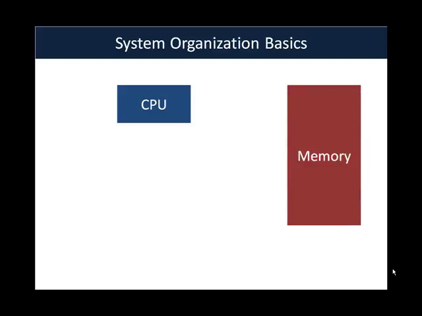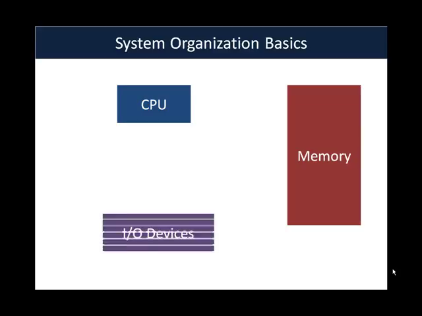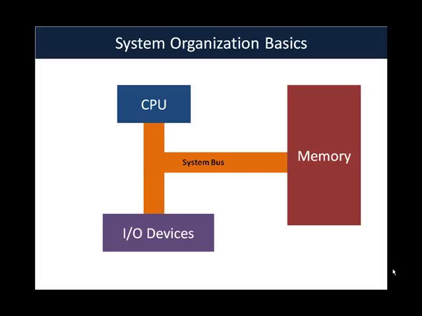System organization basics. So in any given computing system, we have the CPU or the central processing unit. Then we have memory, which is where things are stored at runtime, which would be your RAM. And then we have input-output devices, which would be your keyboard, your monitor, your mouse, etc. Now, the way in which these three basic building blocks communicate is using the system bus.